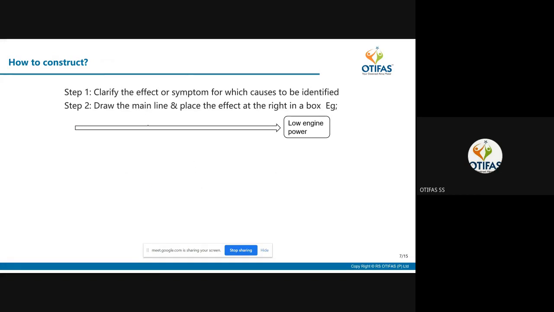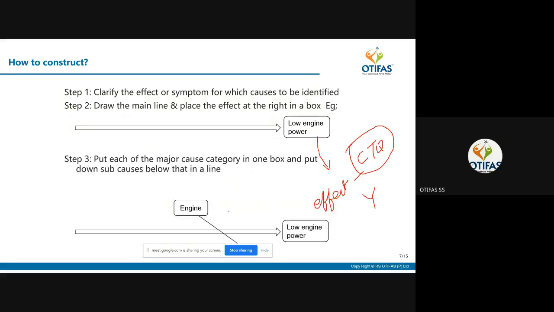This is how it looks. There is a main arrow, and at the end, what is this? This is called the effect. Your effect is nothing but the CTQ, the project Y. Because we are finding the reasons for this problem, the CTQ is your problem. Now you want to find the causes for that. You will have one CTQ and many causes, and you want to put them logically. For example, there is low engine power, and you can categorize one of the reasons as fuel starving and group it under engine.